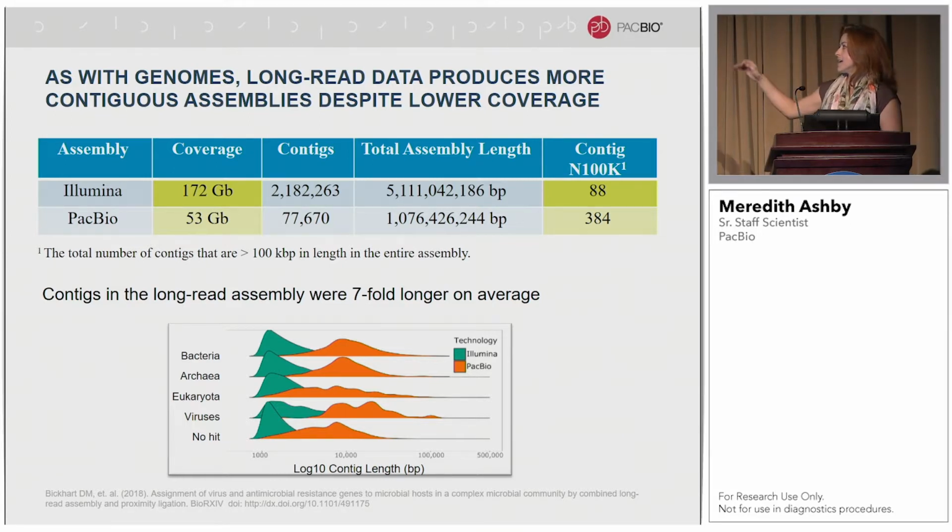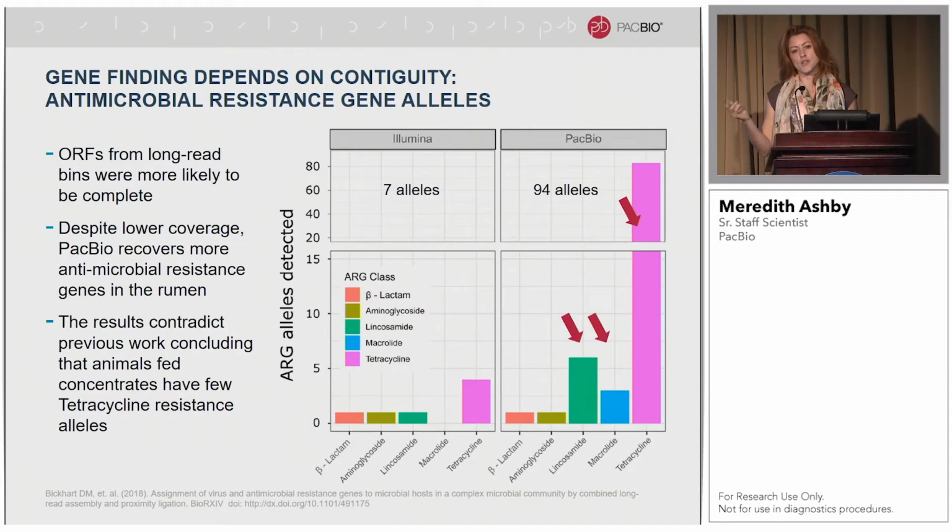And so what you can see here is that even though there was much less PacBio data collected, the contiguity of the assembly was much better. And not only was the contig N50 or contig N100 higher, the contigs present were on average 7-fold longer than with short read assembly. And so why does that matter? That matters because when you have more contiguous data to deal with, gene finding is a lot more successful. So in this case, this is just one of the classes of genes that they were looking for. And so overall, open reading frame inference from long read bins were much more likely to be complete.